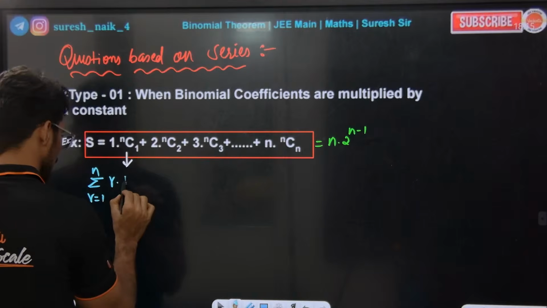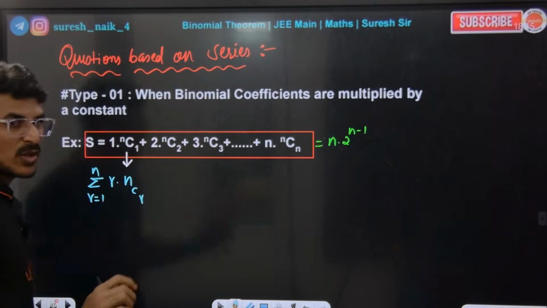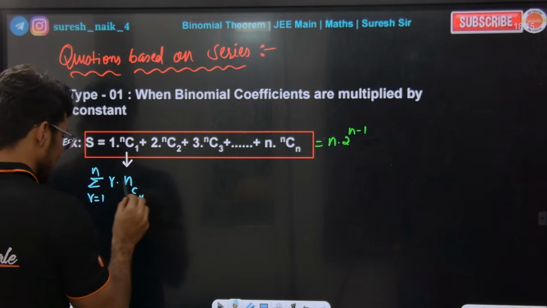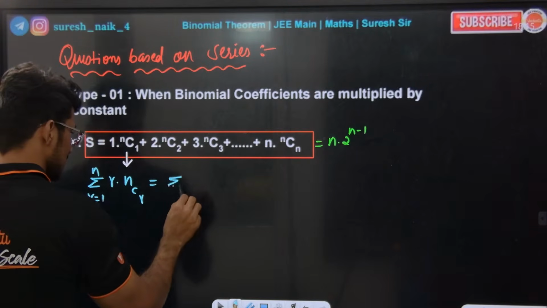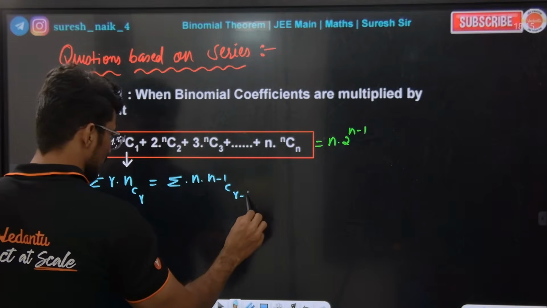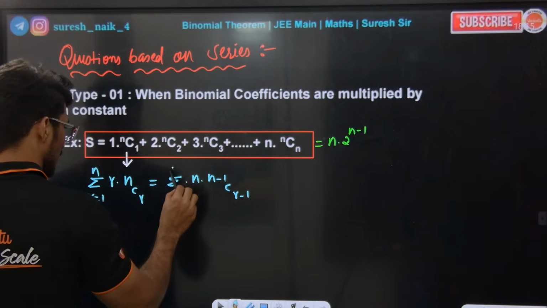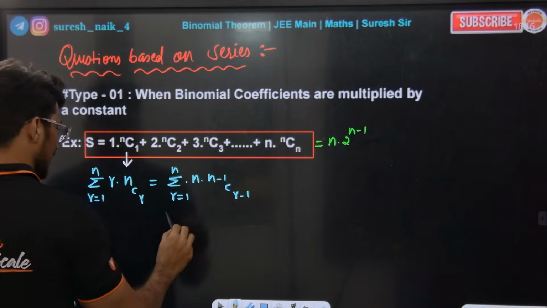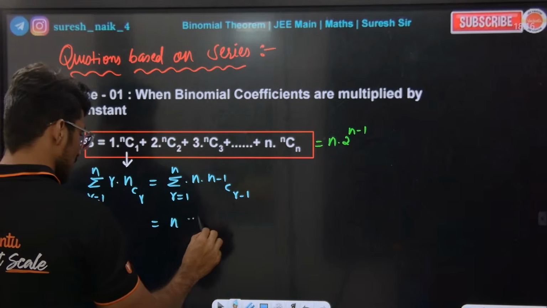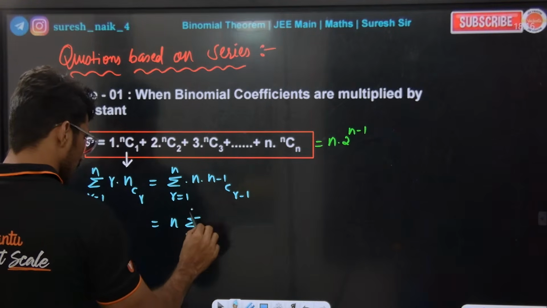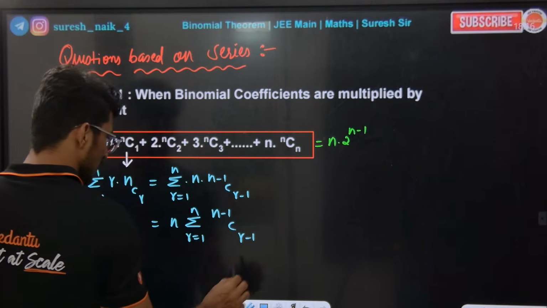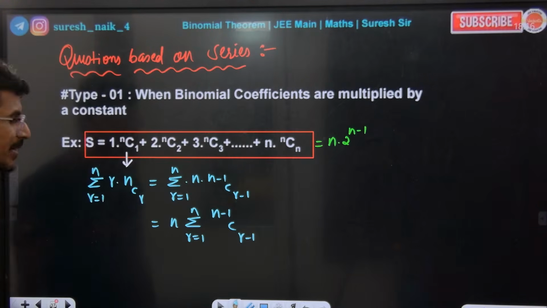r into nCr. Suresh sir told a property. Property number 4: what is r into nCr? Sigma as it is. r into nCr is n into n minus 1 C r minus 1, r is equal to 1 to n. Understood? Now n I'll write in front, because the function is in terms of r, so we need to write constants in front. r is equal to 1 to n, and then this is going to be n minus 1 C r minus 1. Understood? Yes or no?